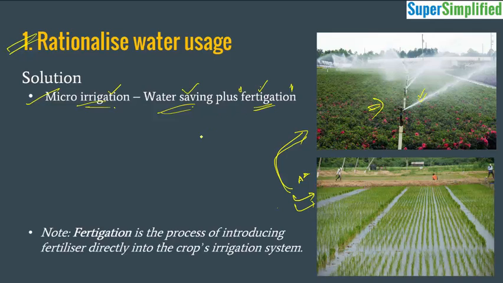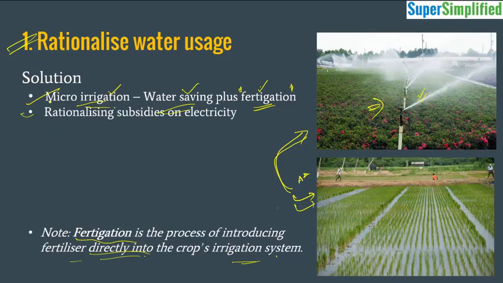So what is fertigation? Fertigation is a process of introducing fertilizer directly into the crop's irrigation system. When you use the flood irrigation system, this much water is there, and if you put a water soluble fertilizer, then a lot of fertilizer will not be absorbed by the roots because it is not reaching the roots. When you use micro irrigation like the drip irrigation system, then fertigation takes place.